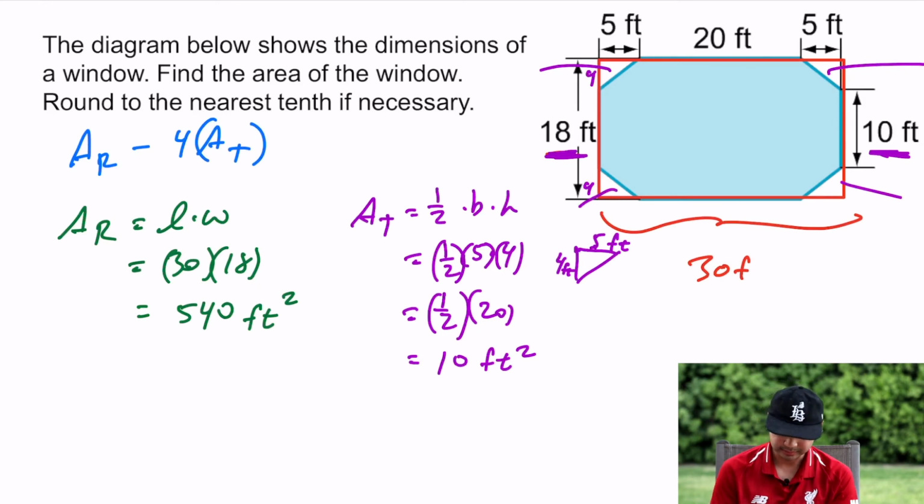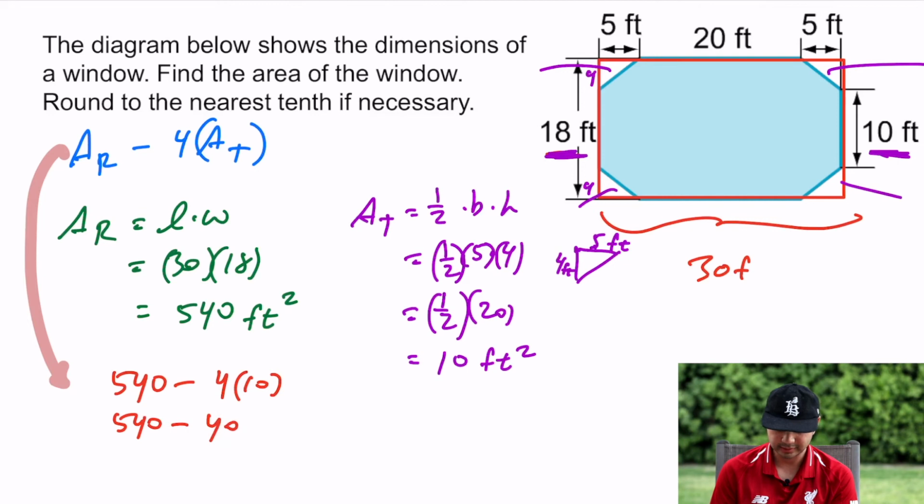Okay, so I'm going to follow what I said right here. Area of the rectangle is 540 minus 4 times the triangles. 4 times each triangle is 10 feet, which is 540 minus 40, because you have to follow order of operations, multiply first. And that's just going to be 500 square feet.